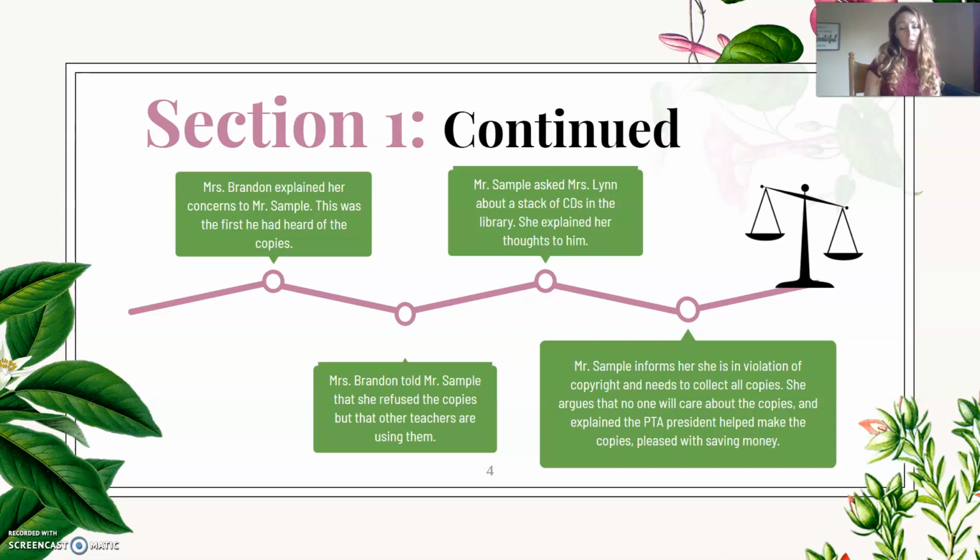Mr. Sample went to speak with Mrs. Lynn and saw the stack of CDs on her desk. He asked her about them, and she explained her thoughts to him. Mr. Sample informed her that she is in violation of copyright and needs to collect all the copies, but she argued back that no one will care about copies and explained that the PTA president helped make the copies, pleased with saving the money.